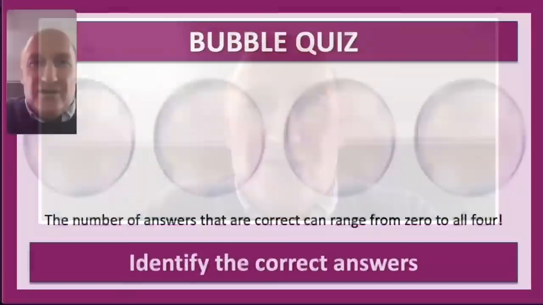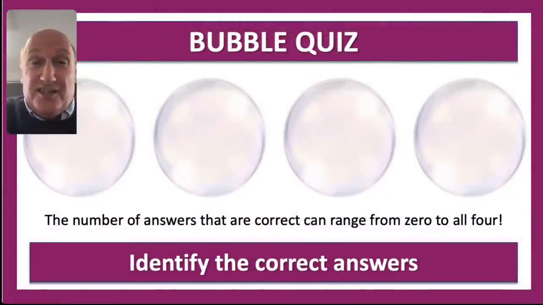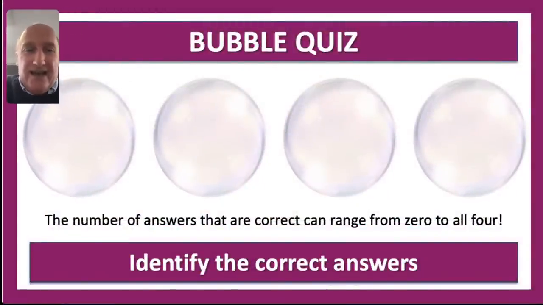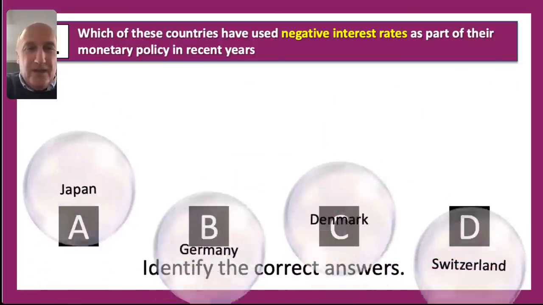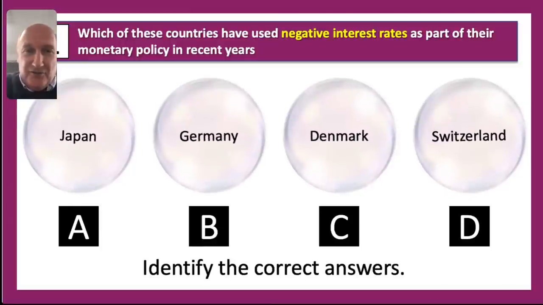If it's okay with you, let's start with our favorite bubble quiz. So this is on monetary policy and our bubble quiz. Those of you who are fans of it, the number of answers that are correct can range from zero to all four. Let's try these, post the answers in the chat window. Which of these countries have used negative interest rates as part of their monetary policy in recent years?